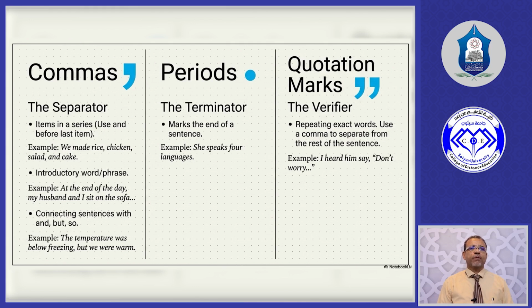Connecting sentences with and, but, so. Example, the temperature was below freezing, but we were warm. So before but, we use a comma as well.